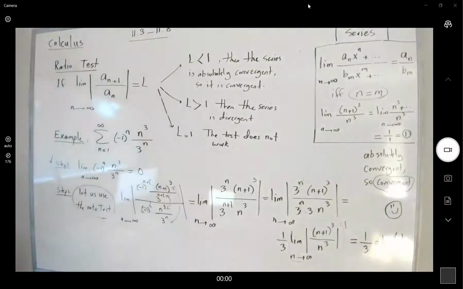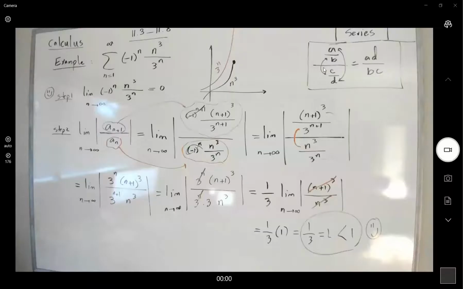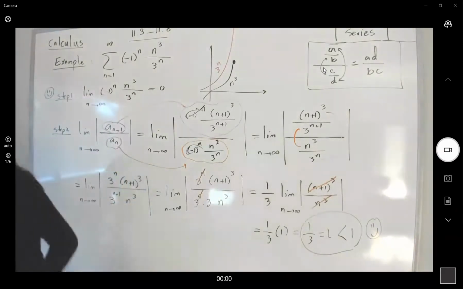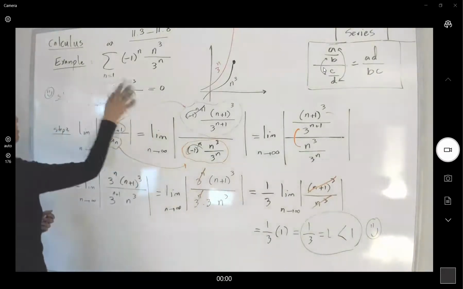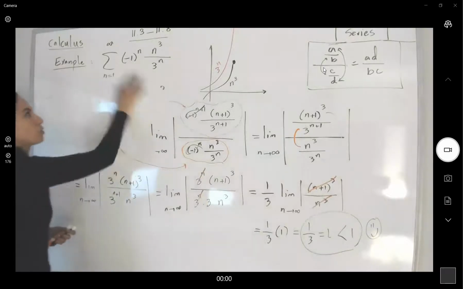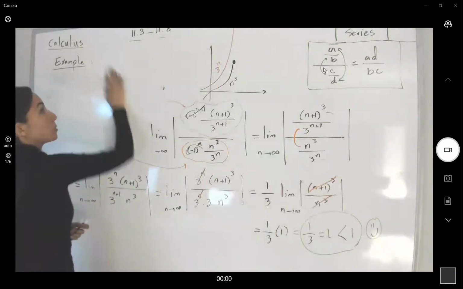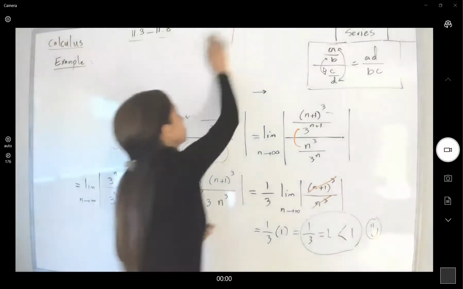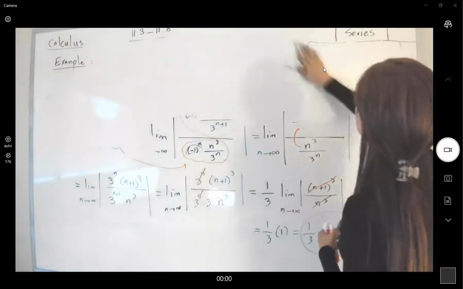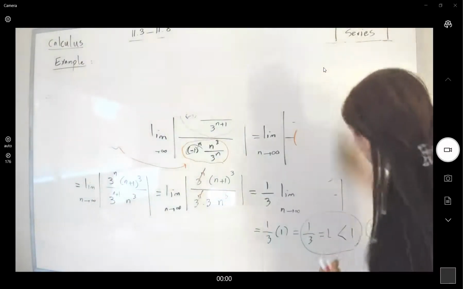Perfect. Very well. Give us another example. Okay. Let's go over one example. I'm going to give you a little bit of a challenge here. So if we see this type of series, what is our approach?